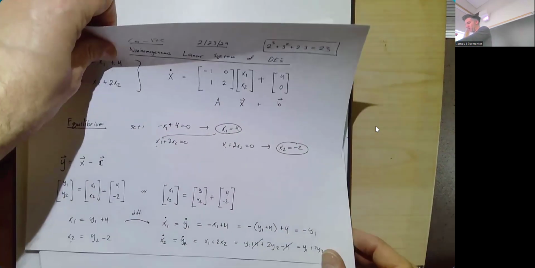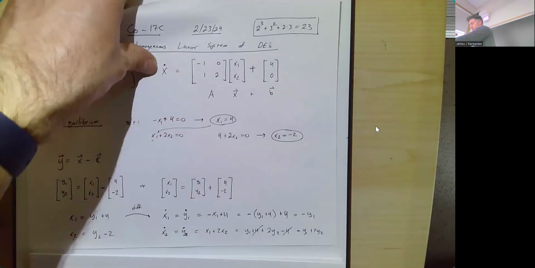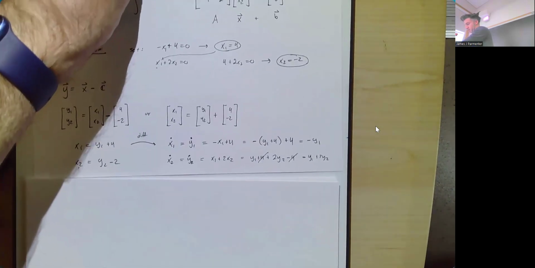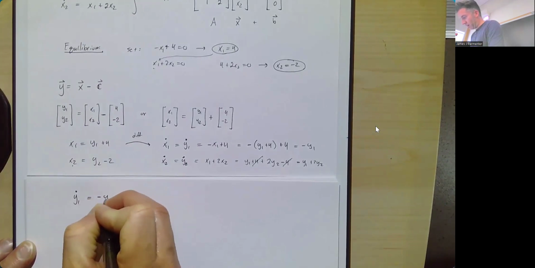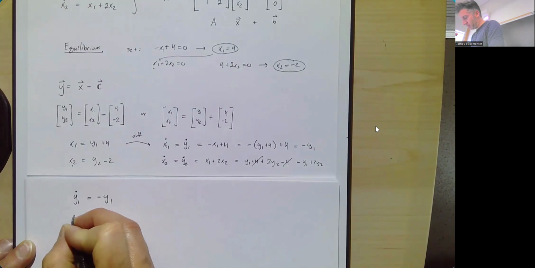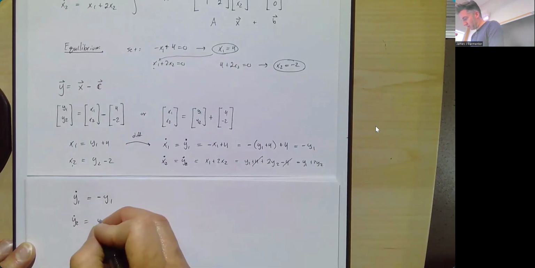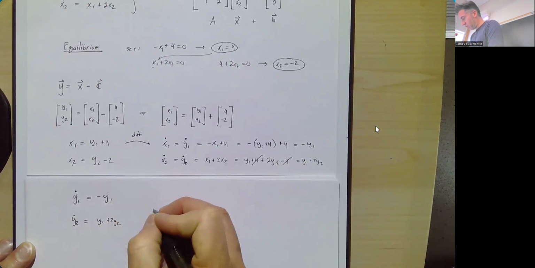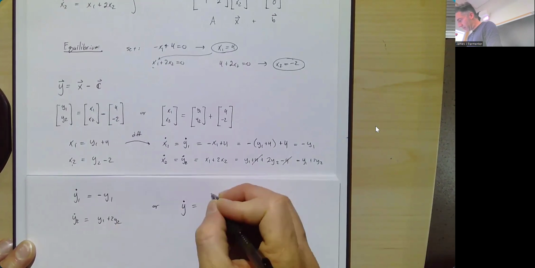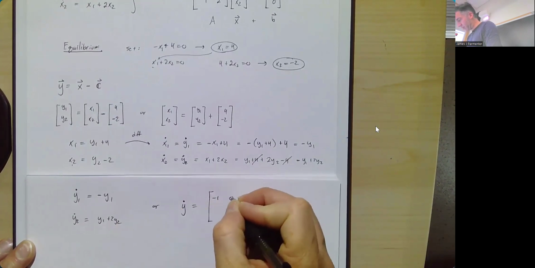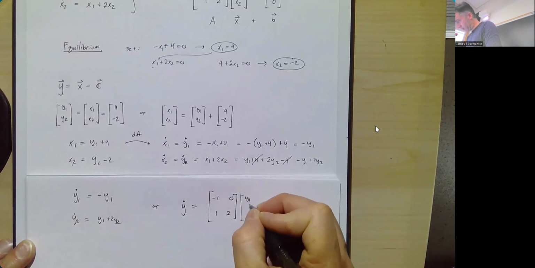Our new system here, our new homogeneous system, is that y1 dot equals negative y1, and y2 dot, the derivative of y2 with respect to t, is y1 plus 2y2. Or writing it in the matrix notation, y dot equals the matrix negative 1, 0, 1, 2 times y1, y2.